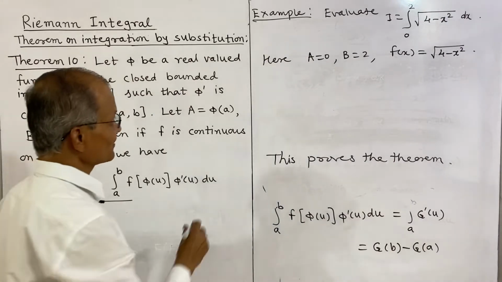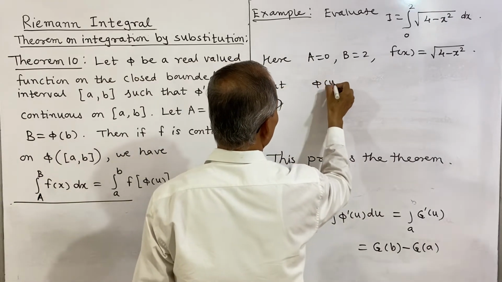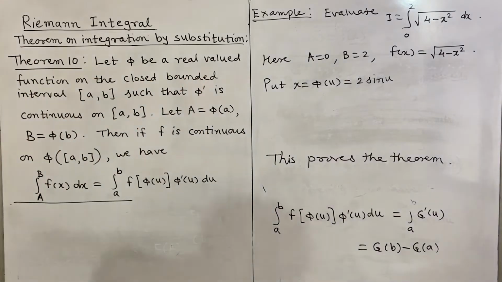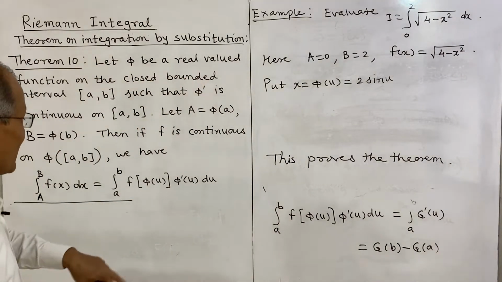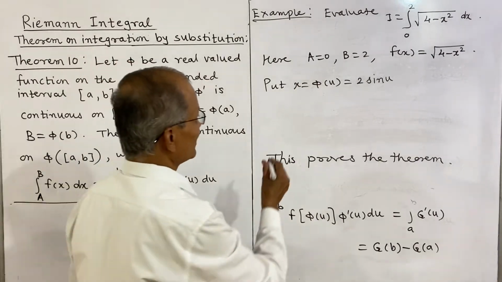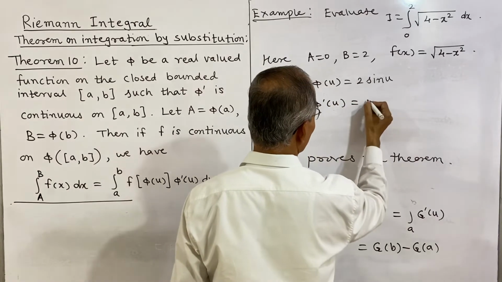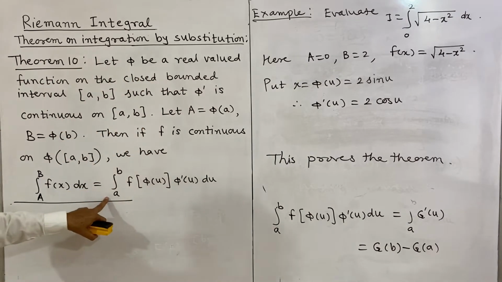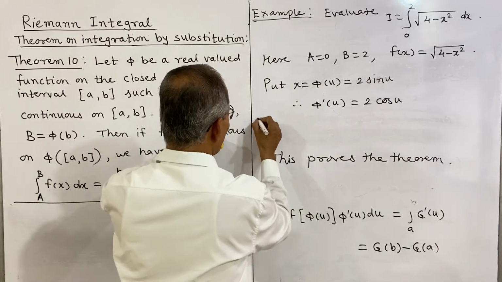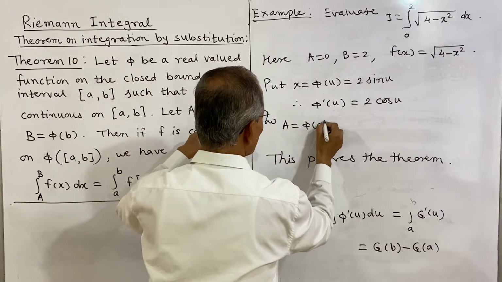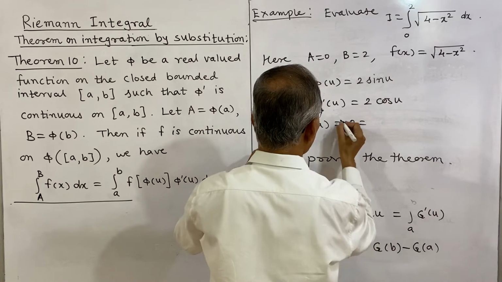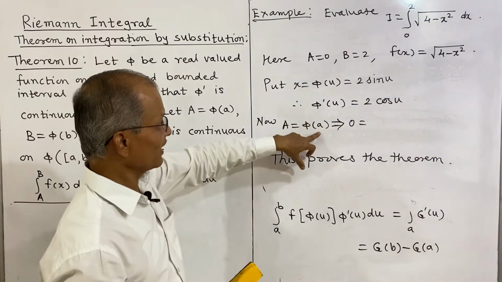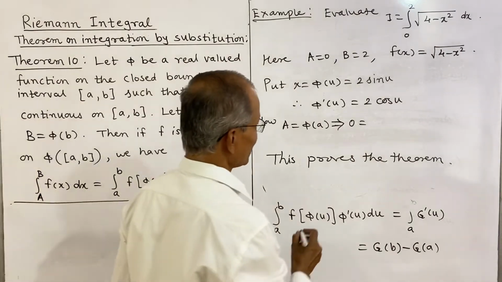We use the substitution: put phi of u equal to 2 sin u. This is actually our x value. Put x equal to phi of u equal to 2 sin u, and that is our substitution. What we require is again phi dash of u. Derivative of 2 sin u, we know, is 2 cos u. And further we have to get the new limits, small a and b. Capital A is phi of a, so capital A is equal to phi of a implies, capital A is 0, and phi of a from this is 2 sin a, which is the lower limit.